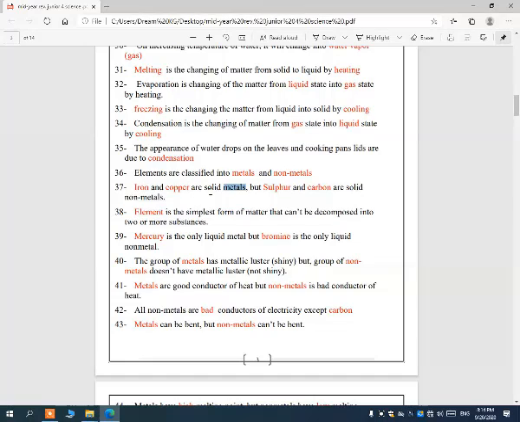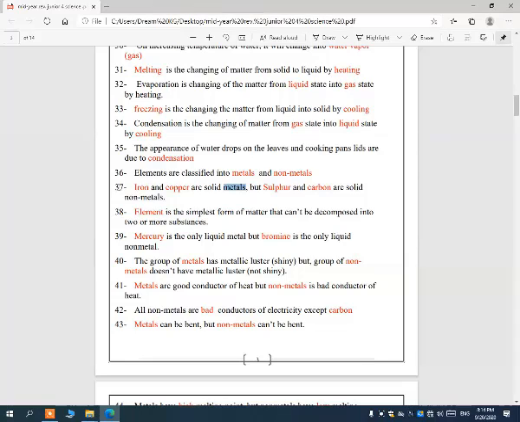And we have the liquid metal. The liquid metal is mercury. Mercury is the only liquid metal. Let's go to the non-metal. The non-metal has solid, liquid, and gas. The solid non-metal: sulfur, carbon, phosphorus. And the liquid non-metal is bromine. You remember it? And the gas is oxygen and nitrogen.